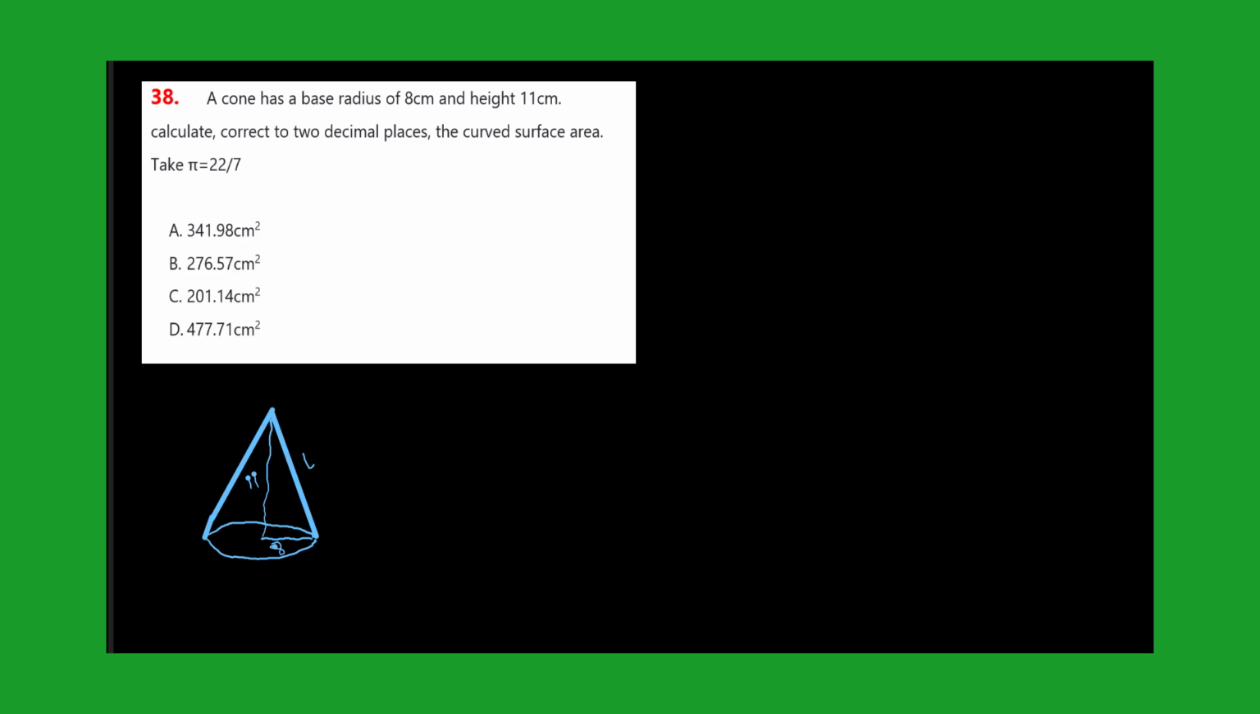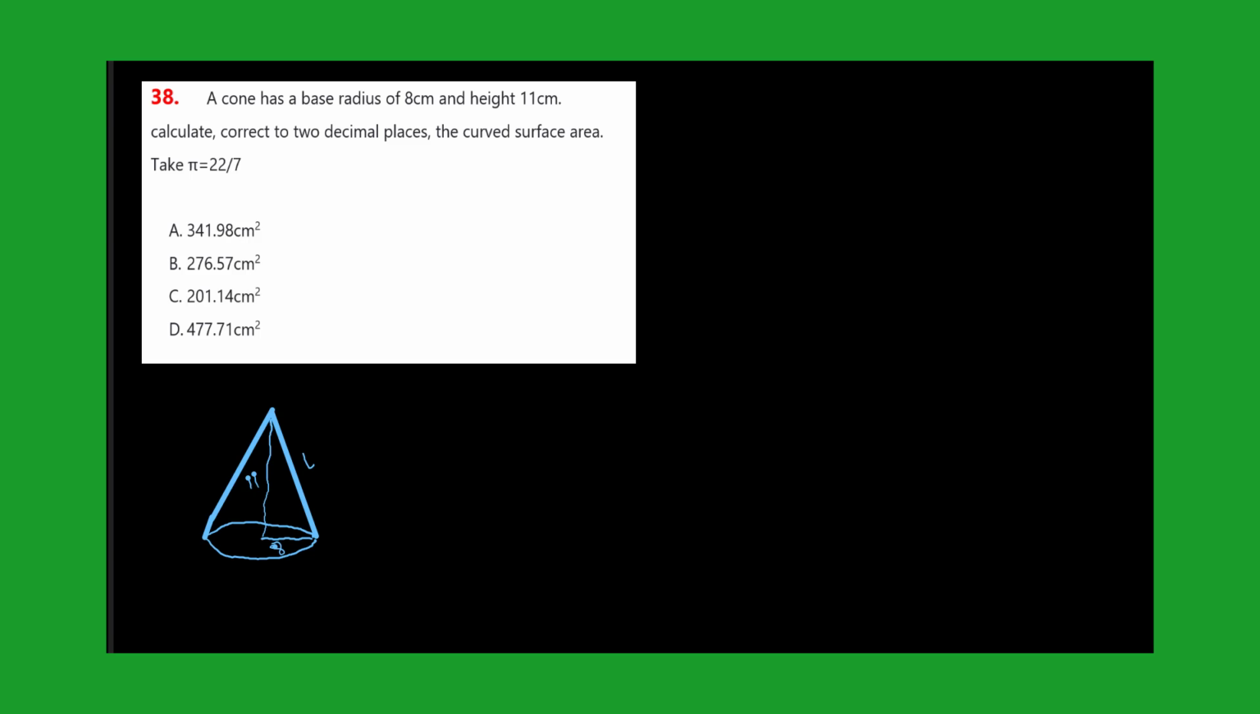The next question is question 38. The question is: a cone has a base radius 8 cm and height 11 cm. Calculate correct to 2 decimal places the curved surface area. This is a direct straightforward question. So just get the formula for curved surface area of a cone. And the formula for curved surface area of a cone is pi RL.